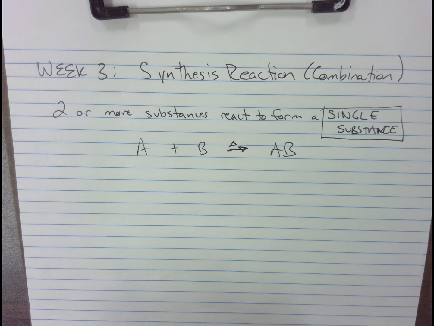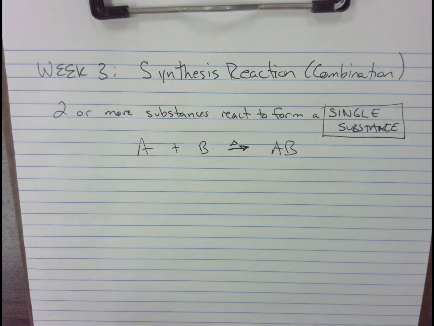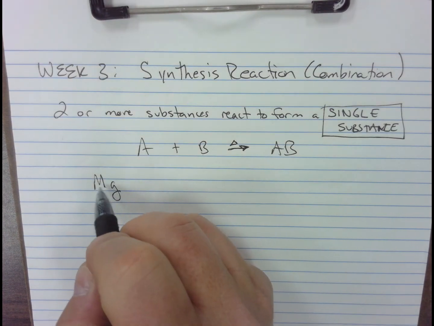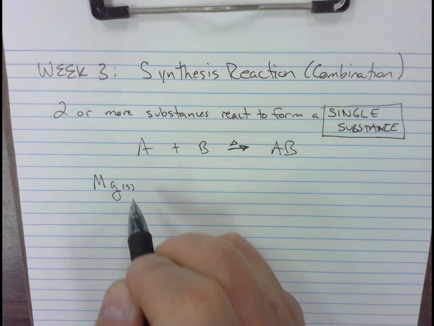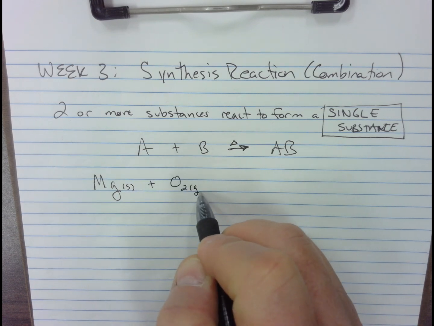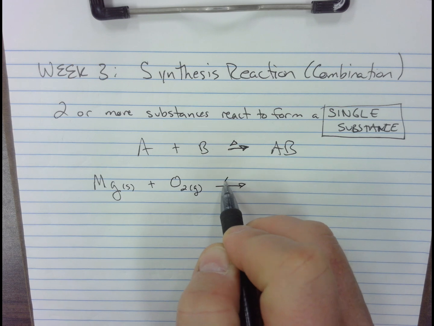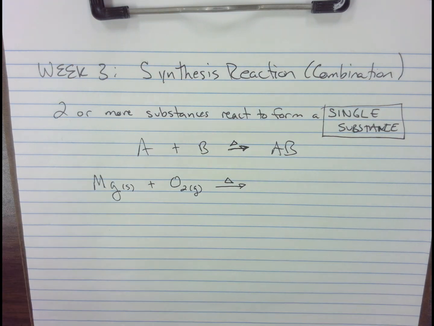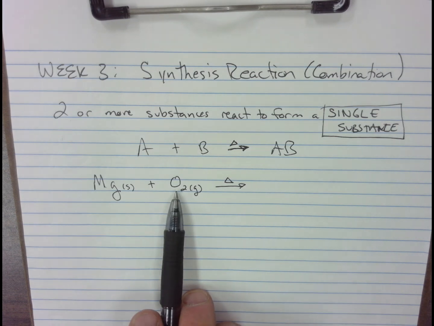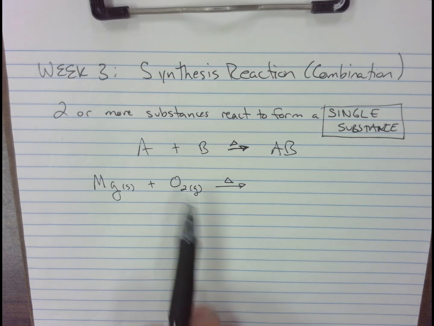So an example of a synthesis reaction, and you'll get to practice a few more of these for this week's assignment, is if, let's say, you take some magnesium, which of course is a solid, and get it to react with oxygen gas. And what we have to do is add a little heat to this. I did this in class. This is the magnesium ribbon strip, and I ignited it so that I got it to combine with oxygen.